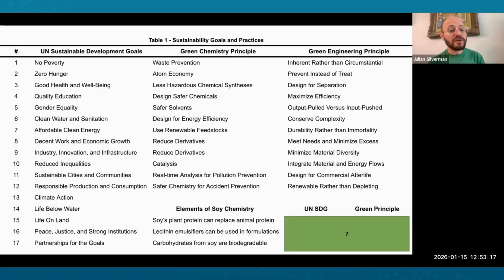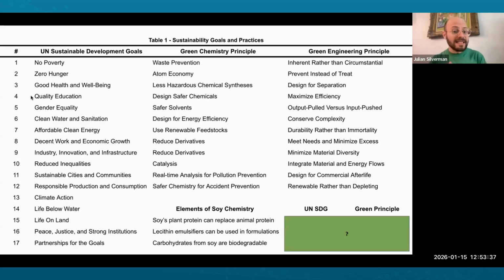But again, I would argue that using plant protein versus animal protein could be done for health and well-being, right? There's some people who maybe don't eat animals for ethical or maybe even religious reasons. And so to be healthy and well, you need protein. Soy can offer that as an option. That's the sustainable development goal.